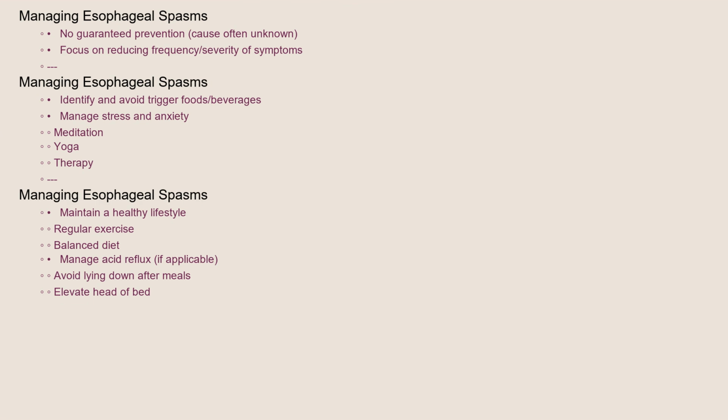Unfortunately, there's no guaranteed way to prevent esophageal spasms, given that the exact cause is often unknown. However, some steps may help reduce the frequency or severity of symptoms. Identifying and avoiding trigger foods and beverages is crucial. Managing stress and anxiety through techniques like meditation, yoga, or therapy can be beneficial. Maintaining a healthy lifestyle, including regular exercise and a balanced diet, may also play a role in overall esophageal health. If acid reflux is a contributing factor, taking steps to manage it, such as avoiding lying down after meals and elevating the head of your bed, can be helpful.